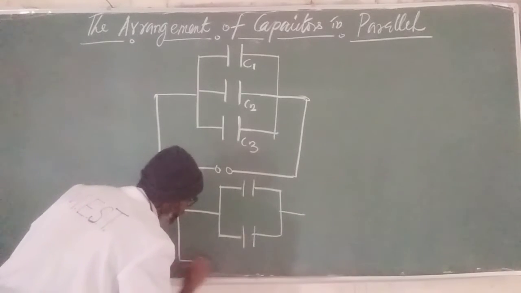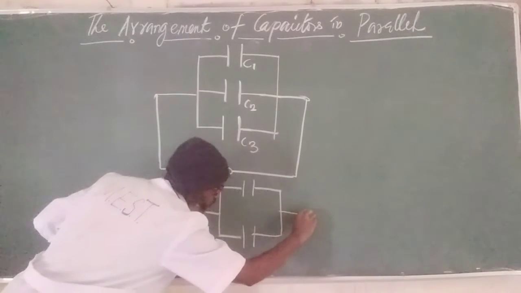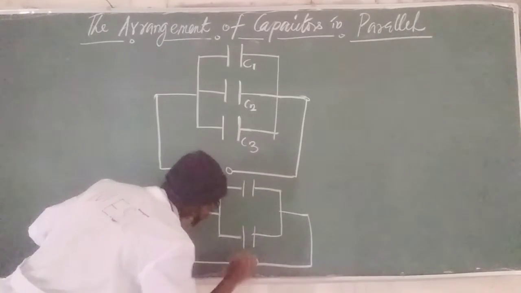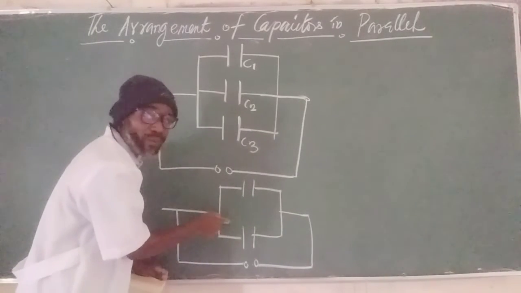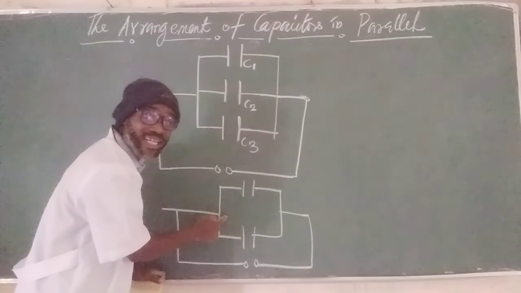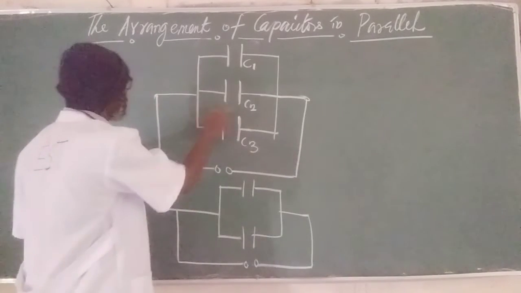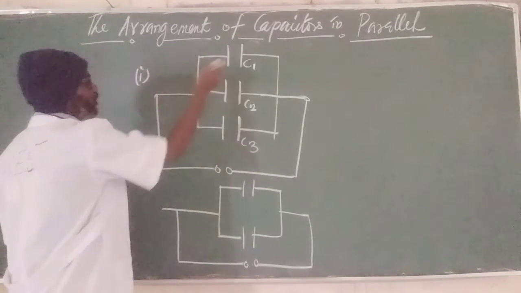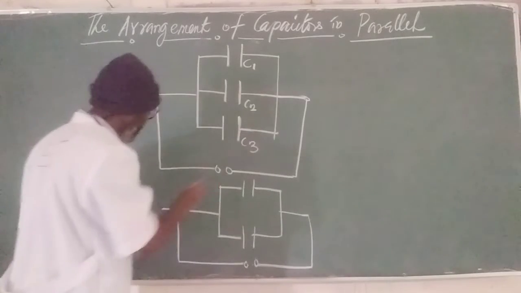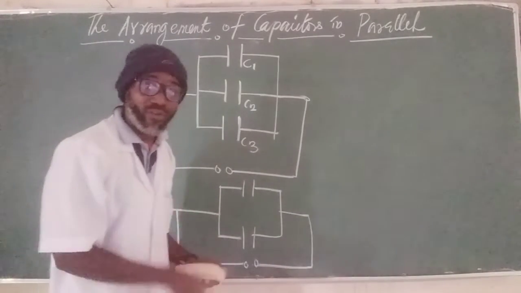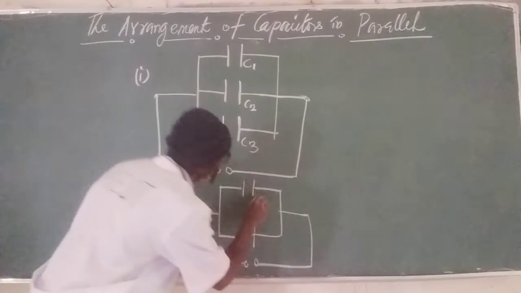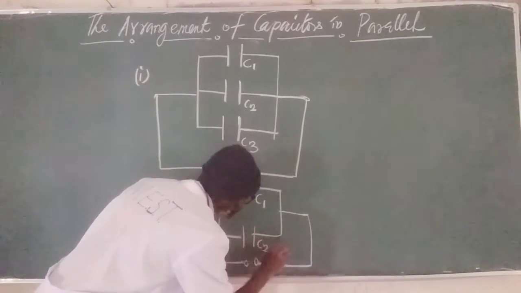So we have this. Okay? I'm just trying to represent two capacitors in parallel. This diagram represents two capacitors connected in parallel. This one, the first one, represents three capacitors connected in parallel. Just the opposite of what we learned in our previous video, right? Okay, so we have C1 and then C2.